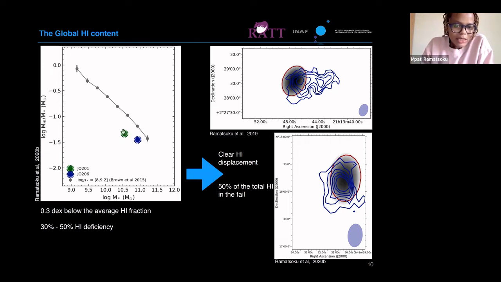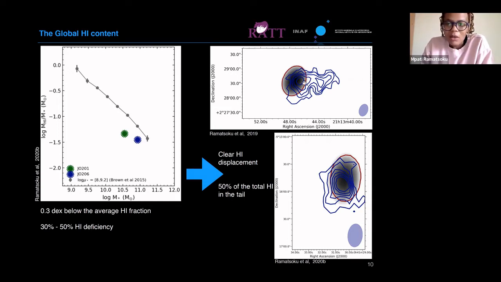What we find is that these galaxies lie below the average H1 fraction that you would expect for galaxies of their stellar mass. In fact, we find that they're about 0.3 dex. Just forget about the dex, just know that they are between 30 to 50% H1 deficient. So they have 50% less H1 than we would expect for galaxies of their size.